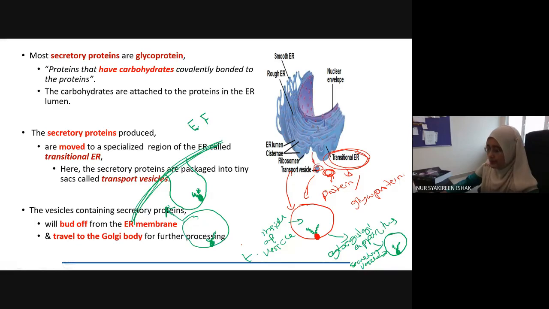So next, the vesicle containing the secretory protein will bud off from the ER membrane. Ini maksudnya bud off, right? Dia terkeluar daripada membrane of the vesicle and travel to the Golgi apparatus for further processing, okay, for modification, okay.